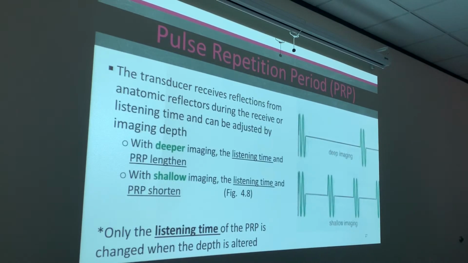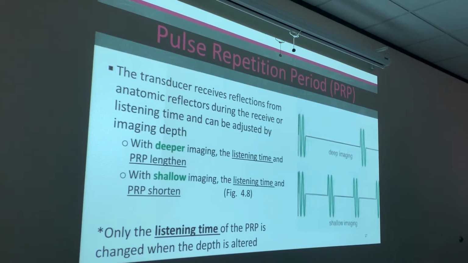This is kind of what I have up here already, guys. The transducer receives reflections from anatomical reflectors during the receive time, because it's already transmitting. We're just waiting on those signals to come back to the transducer so we can read them. The listening time can be adjusted by the imaging depth. With deeper imaging, the listening time and PRP lengthen. Look how long this listening time is compared to shallow imaging. So we have to wait to get those reflected signals before we can send out another pulse.